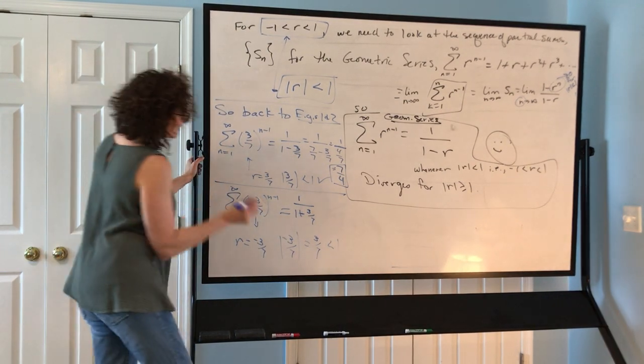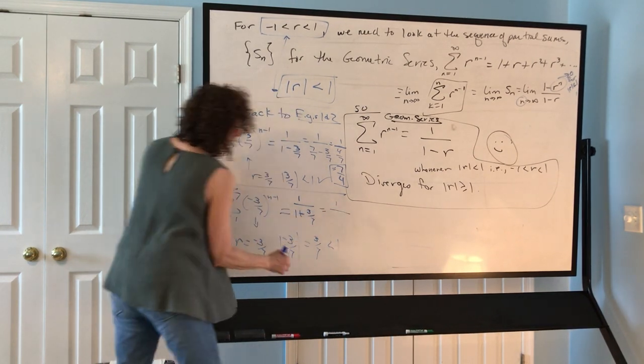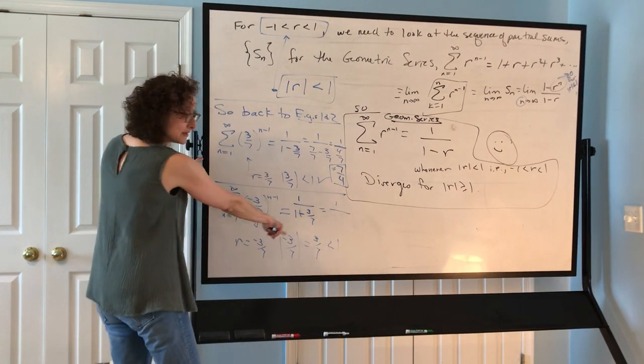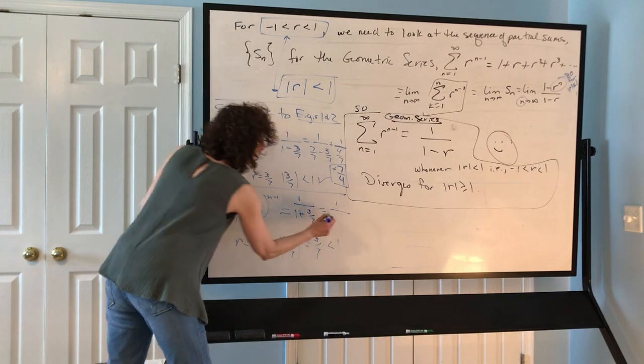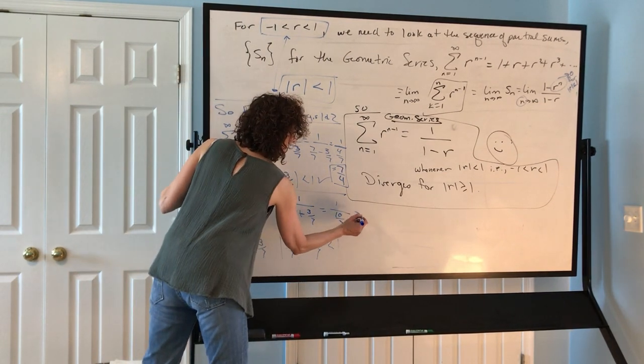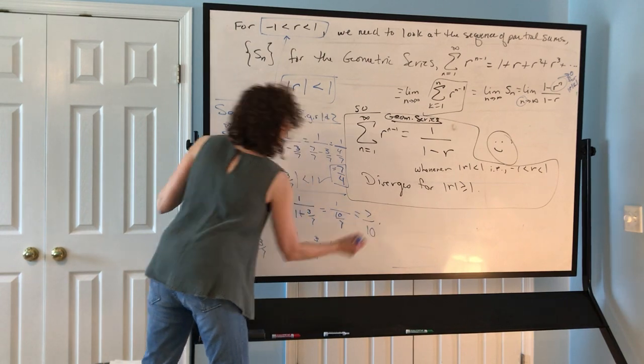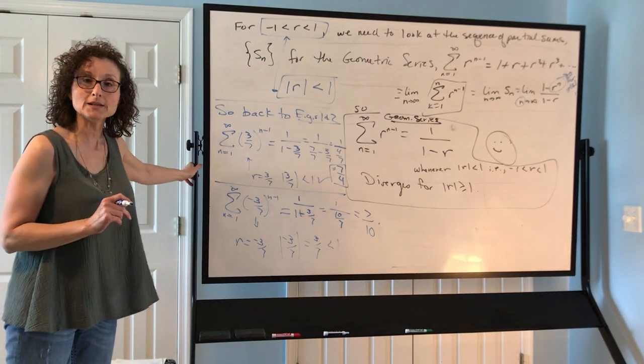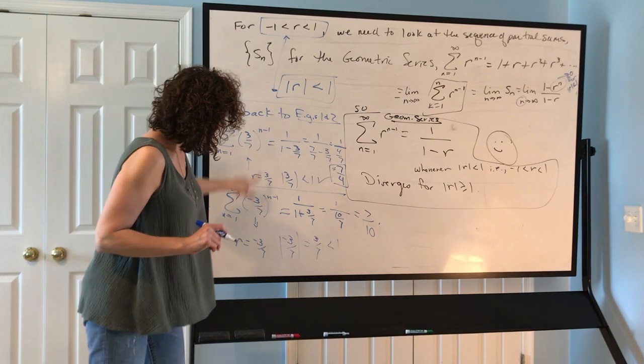Yeah? And so what do I have? 1 over, how many sevenths is that? 7/7 plus 3/7 is, good, 10/7. What's 1 over 10/7? Good, 7/10, right? Does that make sense? Okay? This makes sense, right?